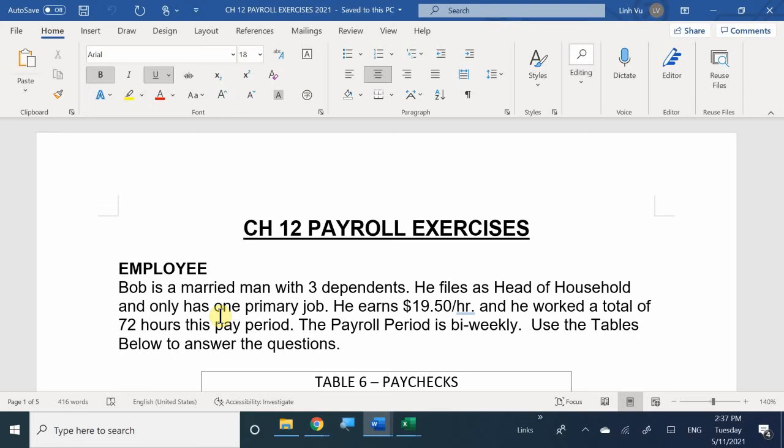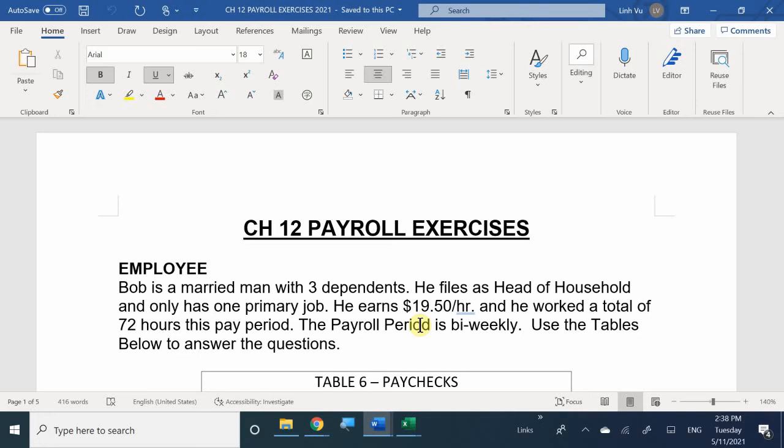So Bob, he's a married man with 3 dependents, and he files as head of household. And of course, he only has one primary job. He earns $19.50 per hour, and he works a total of 72 hours this pay period. This pay period is bi-weekly. So 72 hours is normal, right?